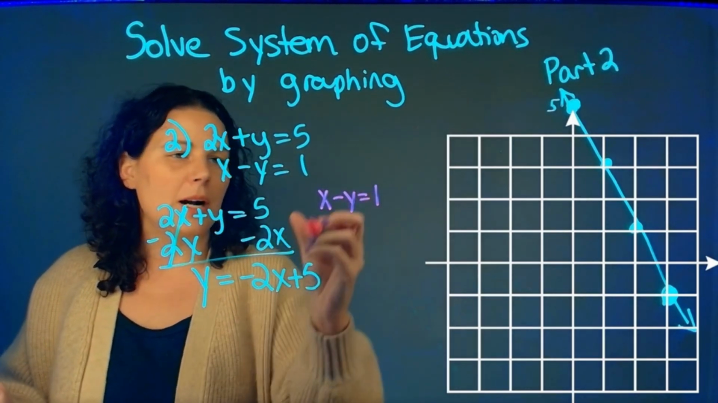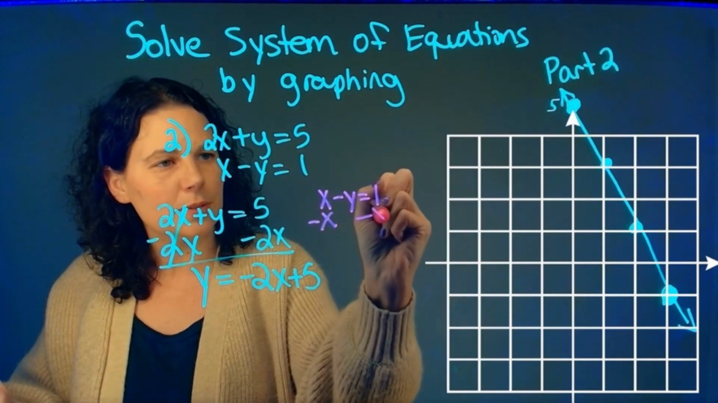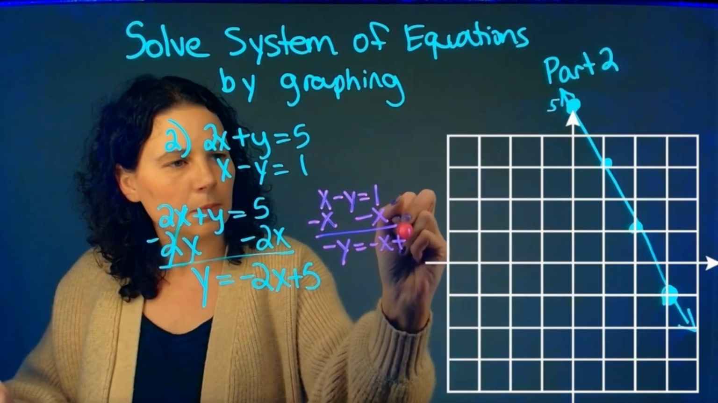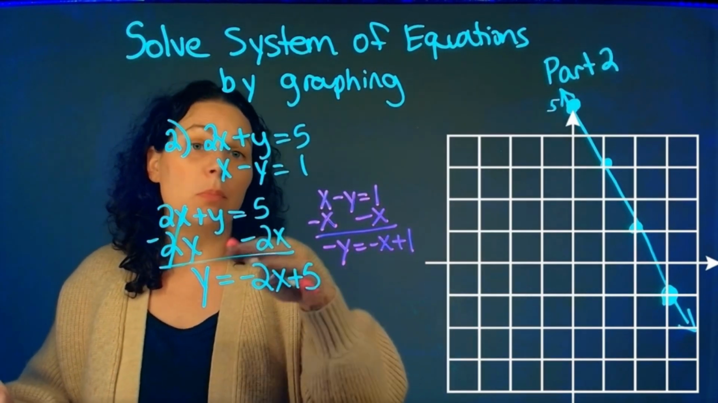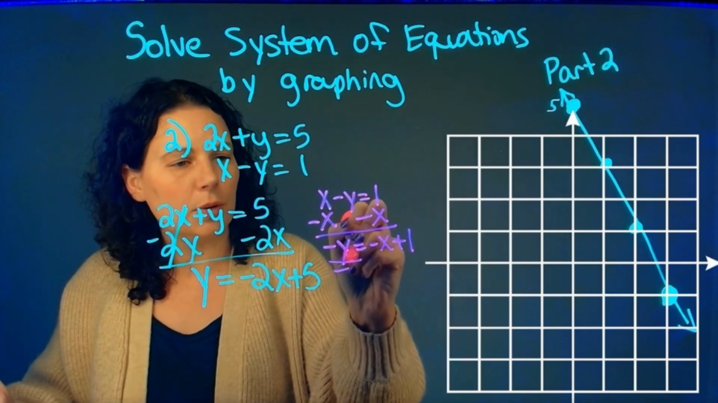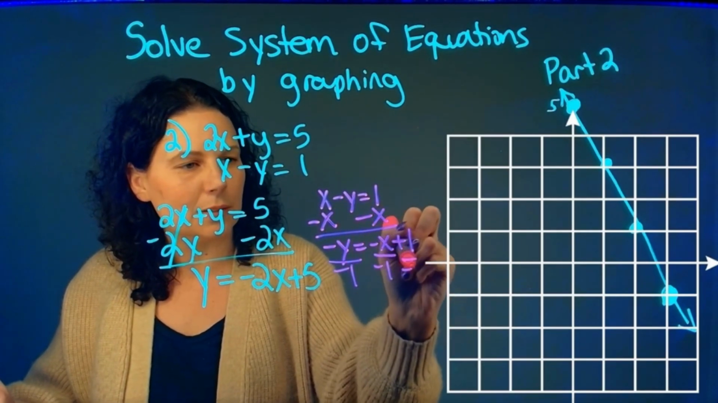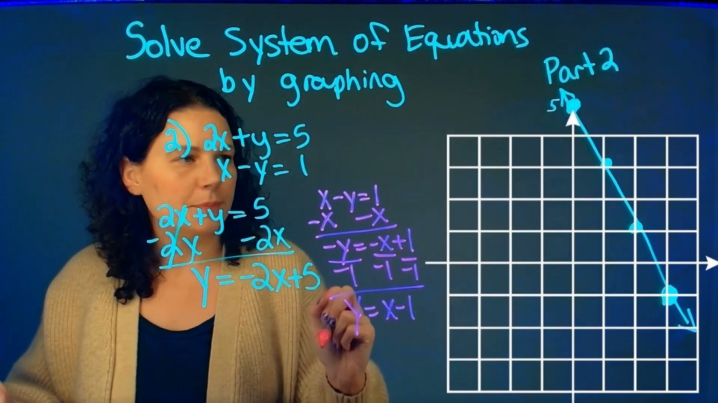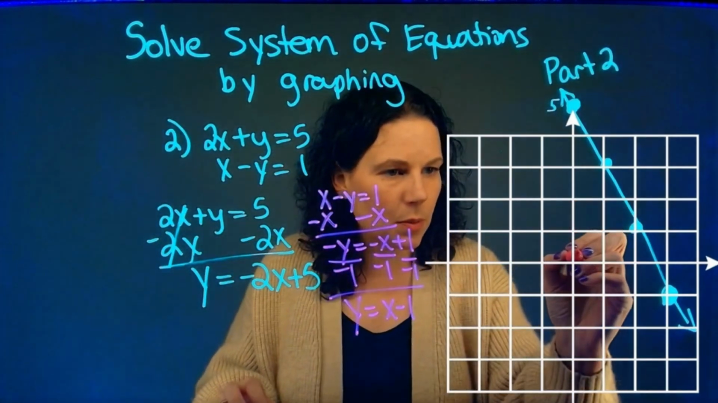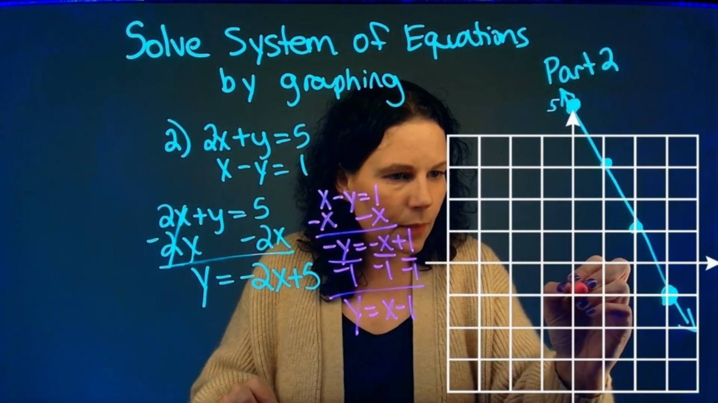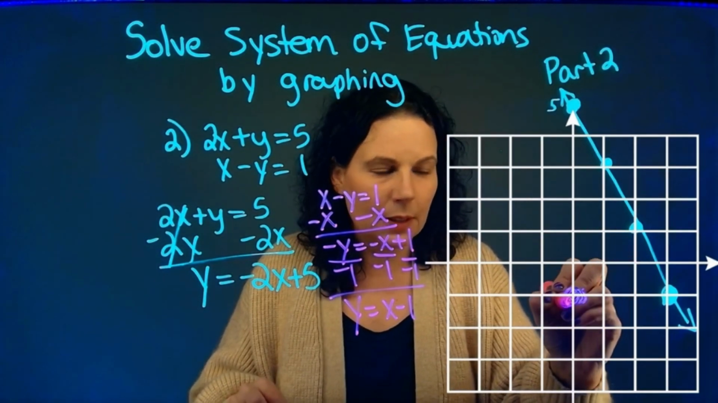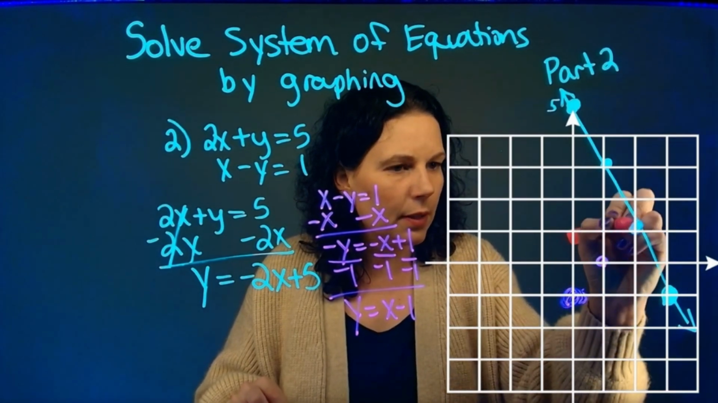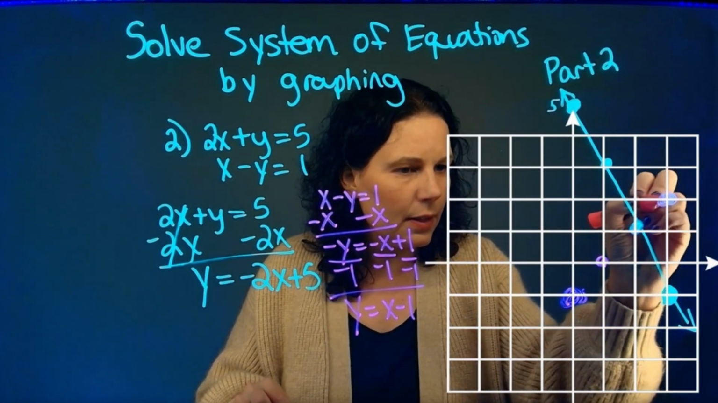Let's solve this for y. We are going to subtract x from both sides. This negative, I've got to either multiply everything by negative 1 or divide everything by negative 1. It doesn't matter. Y equals x minus 1. So we're going to go down to 1 and put a dot. Then up and over to the right, up and over to the right, up and over to the right.